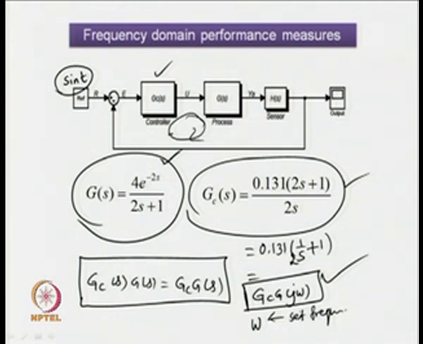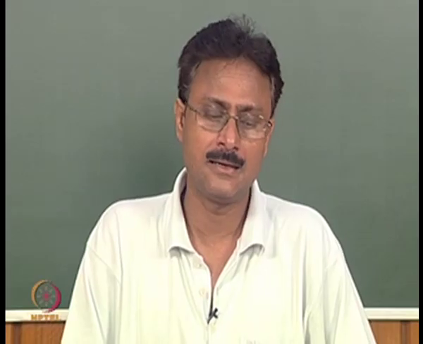How can we find some performance measure using the loop gain? That we shall see now. As we know, when the loop gain is 1 and the loop phase is also minus 180 degree, then the system will be on the verge of instability. Using that, it will be possible for us to find some frequency domain performance measures. How can we retain our system stable in spite of any external disturbances?